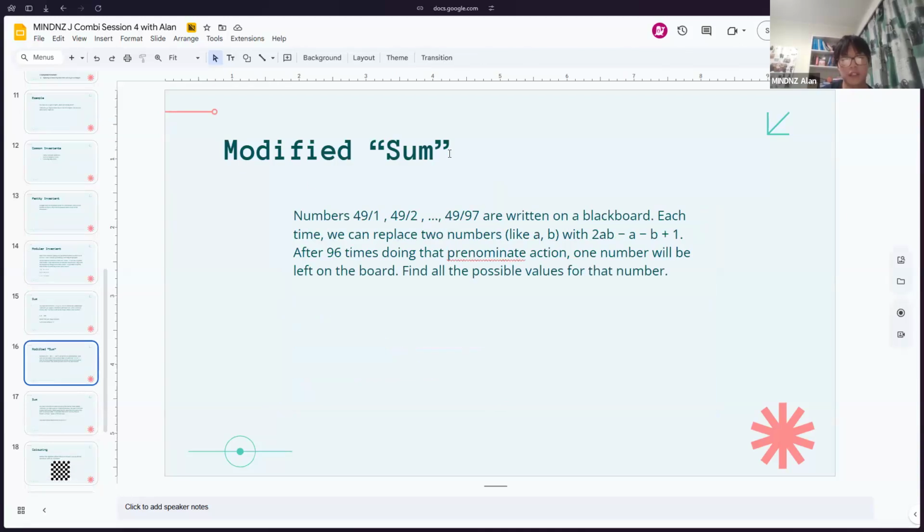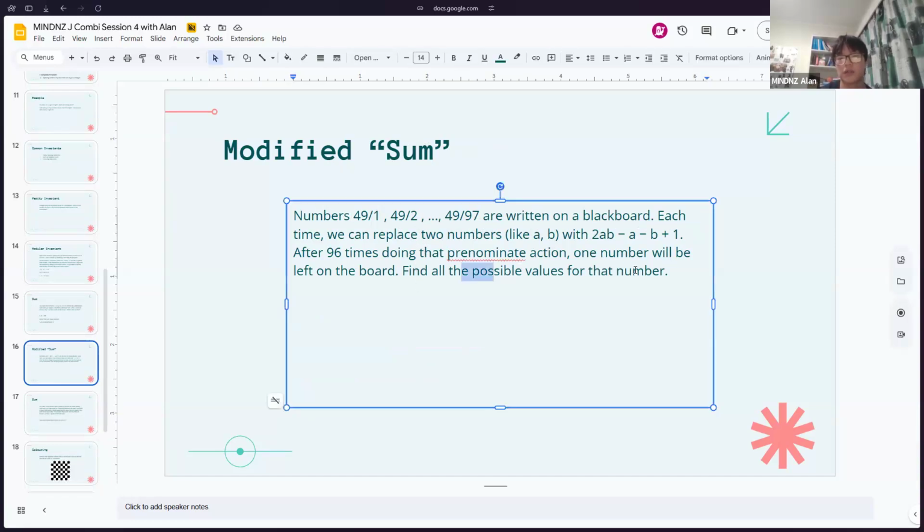This is a modified sum. It involves a product as well. It's slightly harder. So we have the numbers 49 over 1, 49 over 2, all the way through 49 over 97 written on a blackboard. Each time we replace two numbers, a and b, with 2ab minus a minus b plus 1. After 96 times doing that action, one number will be left on the whiteboard, and we need to find all possible values for that number.